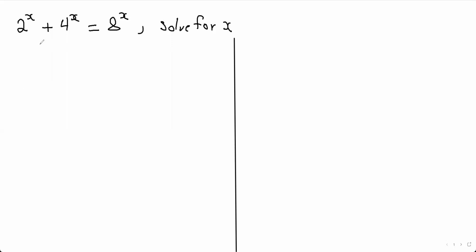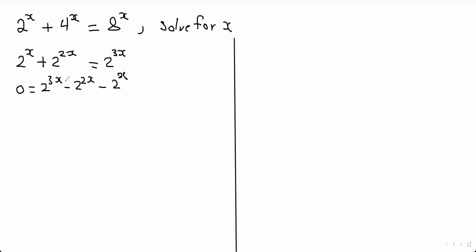So here, the first thing we need to do is change all of them to the same base, which is base 2. So I'm going to write this as 2 to the power of x plus 2 to the power of 2x. And the 8 is 2 to the power of 3x. After this, I'm going to move everything to the right side. So I'm going to end up with 0 equals 2 to the power of 3x minus 2 to the power of 2x minus 2 to the power of x.